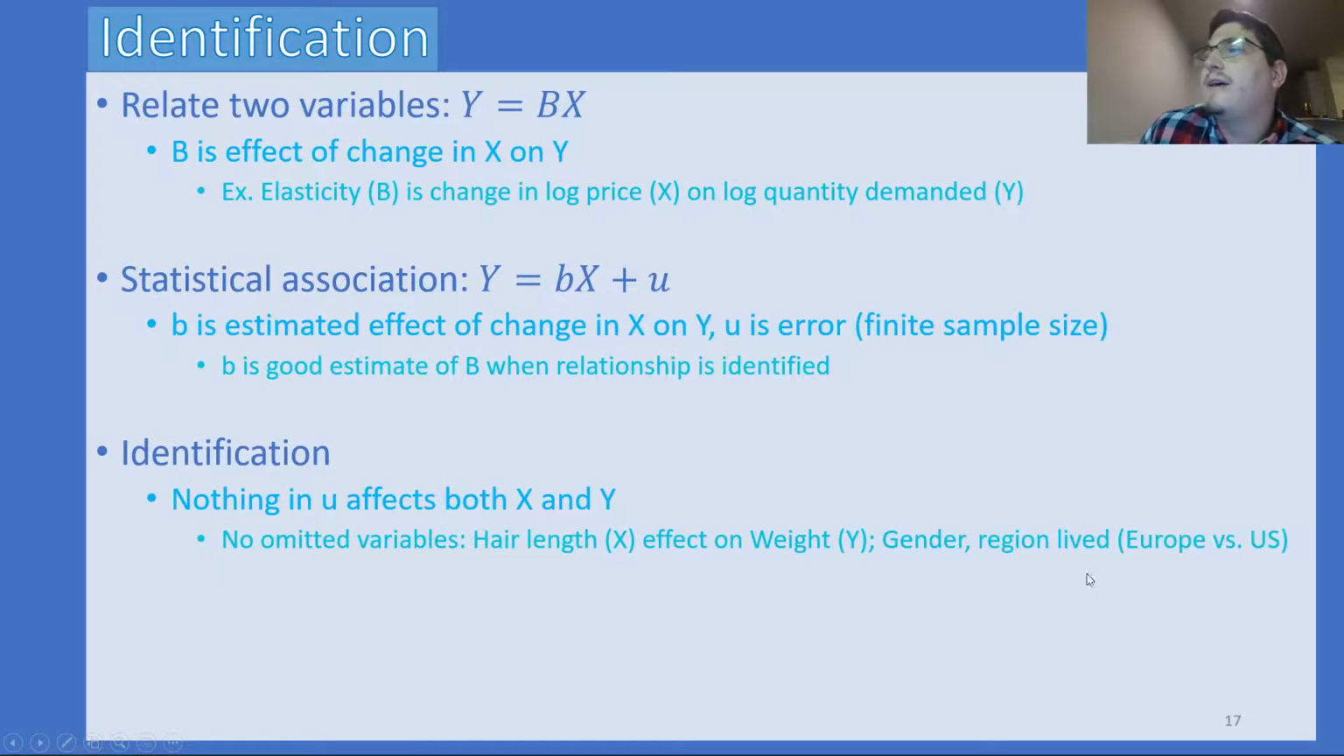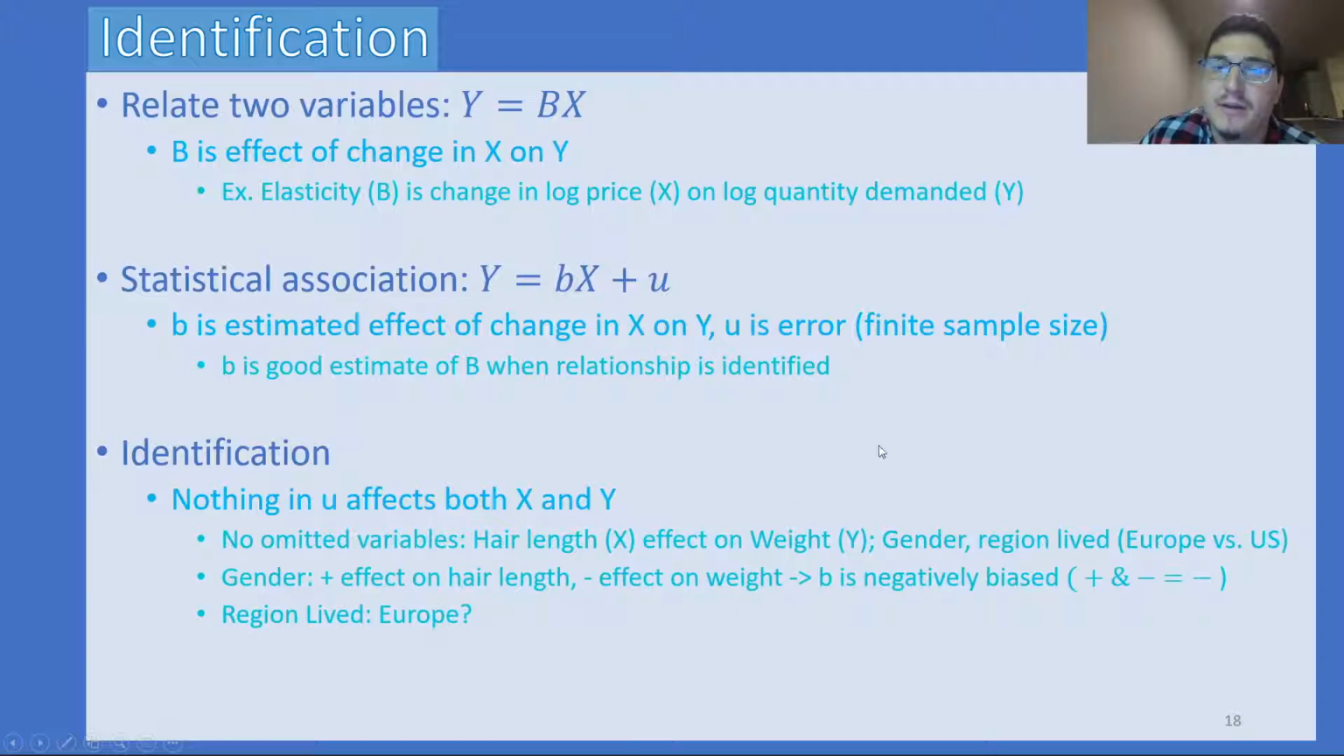I'm going to give you my answers here. There are several different answers that could be in here. The first is gender, okay? If you're not controlling for gender, if you don't have gender in this relationship here, girls tend to have longer hair, and they also tend to have lower weights. So you're affecting both variables. It's omitted. The region in which you live, okay, Europeans tend to be much skinnier than Americans, and they also tend to have longer hair. So there we go. That affects both hair length and weight. So this would very much be unidentified. It would not be identified because of these factors.